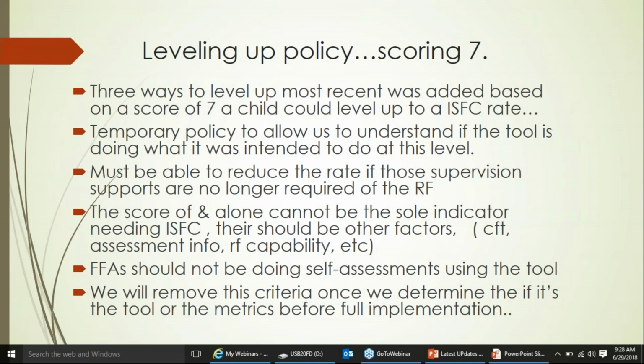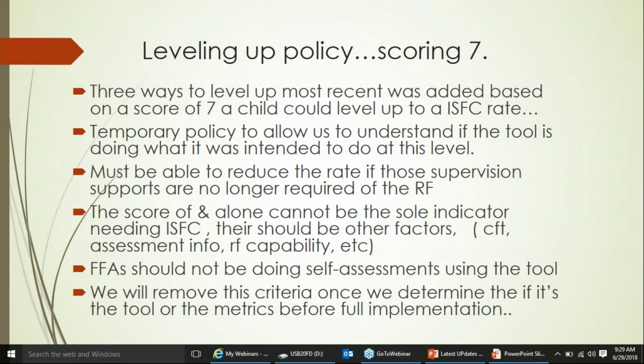We right now put the policy in place also so that you can't reduce the rate. So folks are in a holding pattern on that. We expect, as I said earlier, to change that policy and go back to the original policy if we determine that the tool is doing what it's intended to do, so that you will be able to reduce the rate if that level of supervision or supports is no longer required by the resource parent.